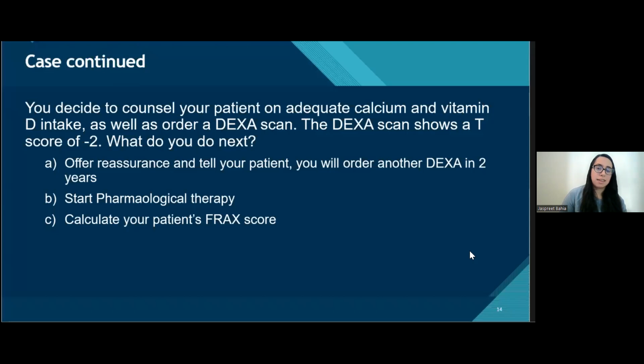Okay, great. The answer is C, calculate your patient's FRAX score. As you guys remember, if you are in the osteopenia category based on your DEXA scan results, then you can also meet criteria for osteoporosis depending on your FRAX score.